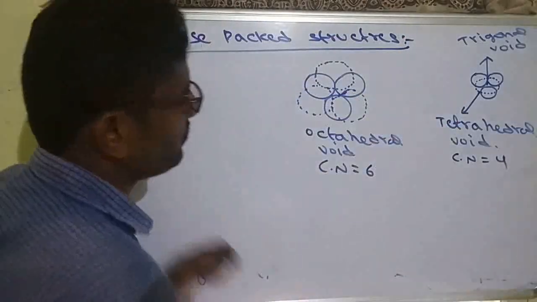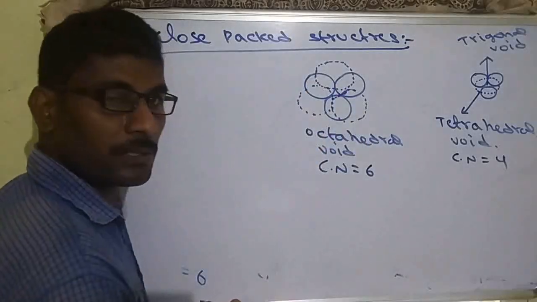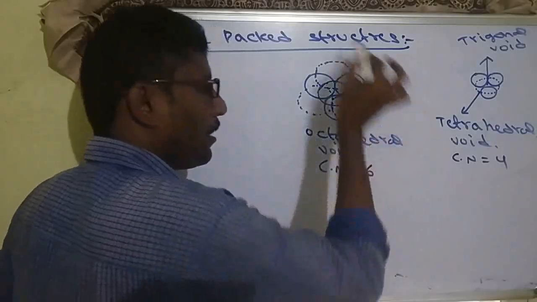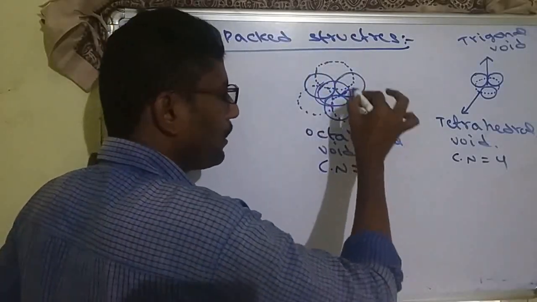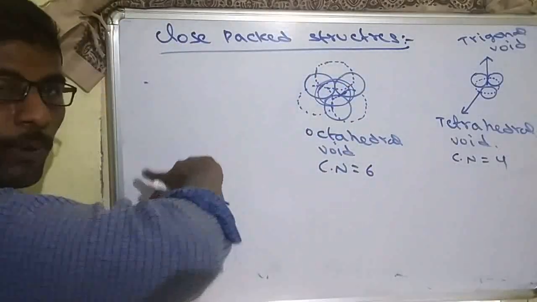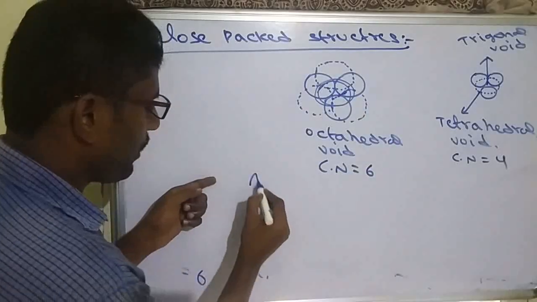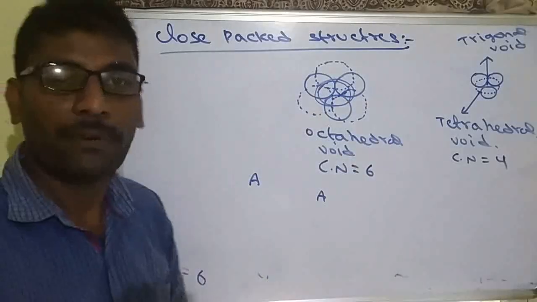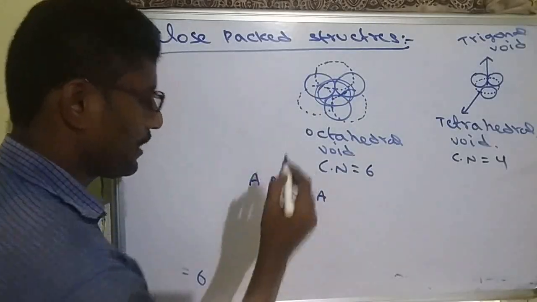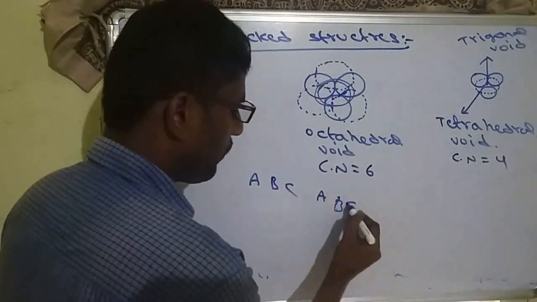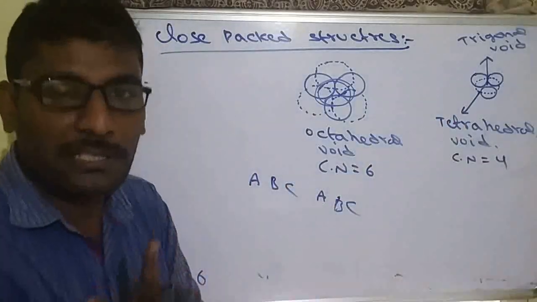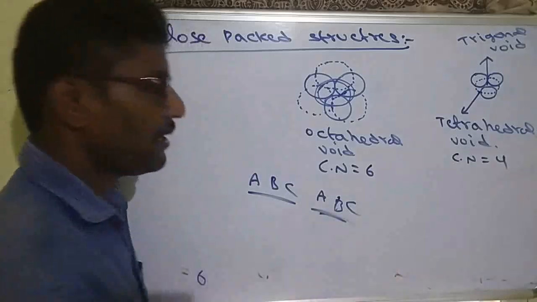Now, if we have to cover this octahedral void, from the front side it should be like this. From the back side also it should be like this. So back one, front one, both are the same. Back one is A, front one is also A. In between, two different layers are there that we are writing as ABC. Again, it will form ABC, ABC. So when we form a crystal through octahedral voids, that is called ABC, ABC.